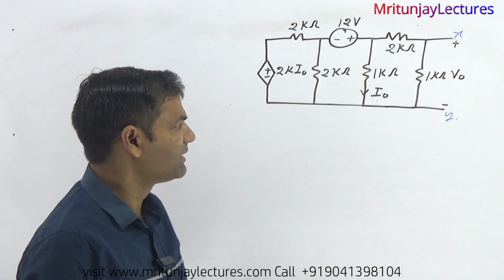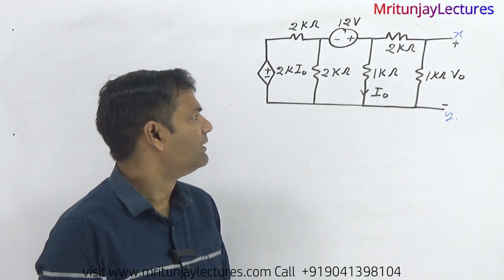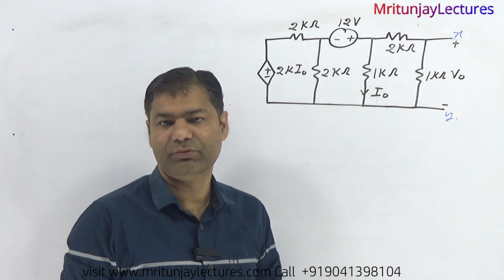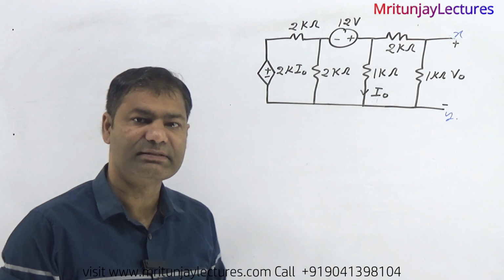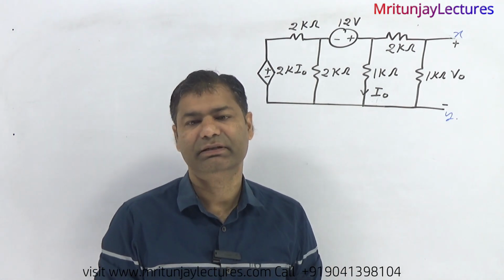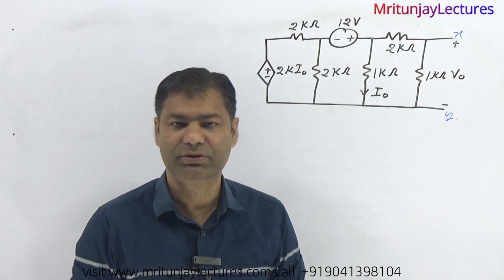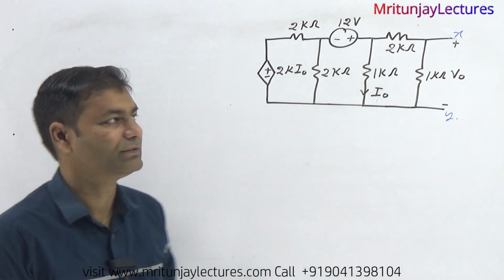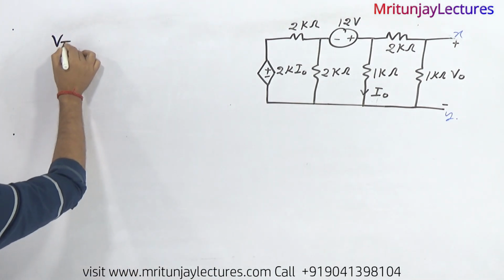Clear? Now, the next target is our motto: this whole circuit is converted into Thevenin's equivalent, and after that the 1 kilo ohm, as a load resistance, is connected between X and Y. Then determine V naught with the help of the voltage divider rule. So how can we do it? First of all, determine VTH and after that RTH. So first of all, we focus on VTH.